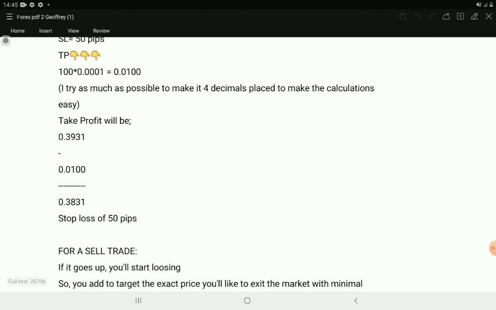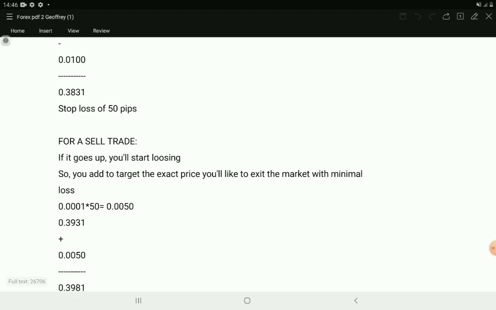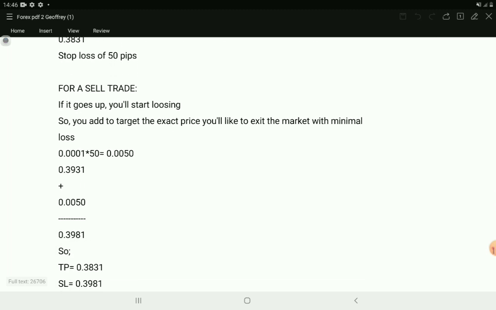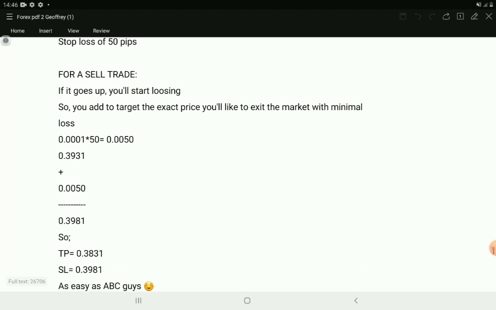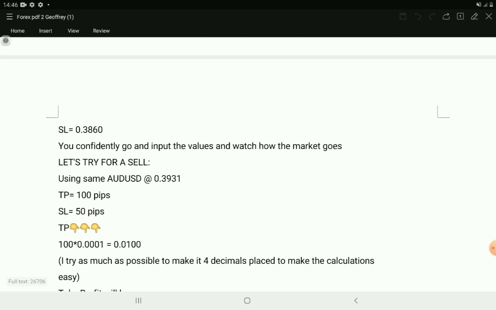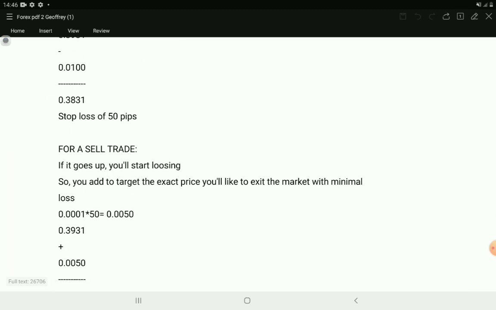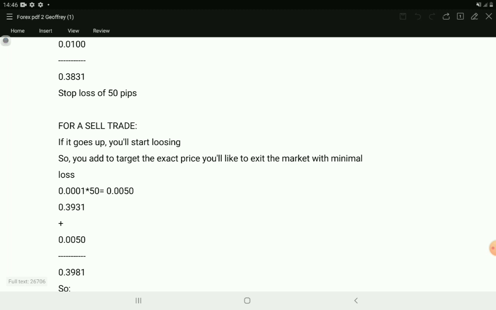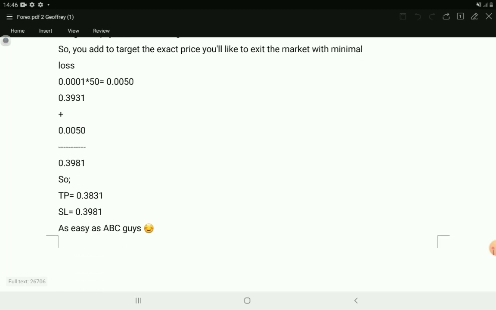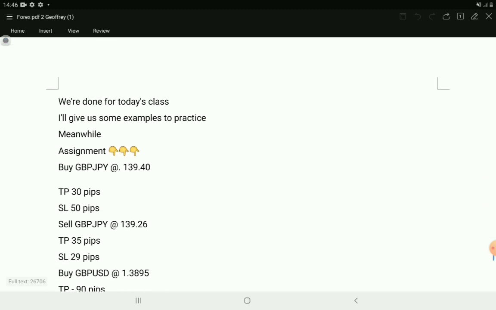Then you add it to your point of entry, the value where you're entering the market. That's 0.3931. Then it will be 50 pips above your entry price, right? For a sell trade, like I said, this is another example you can check. It's the same thing.